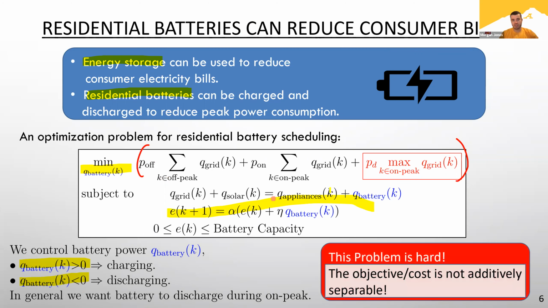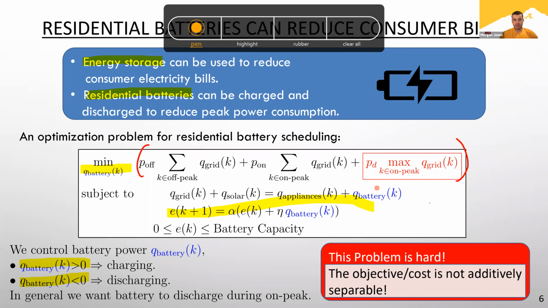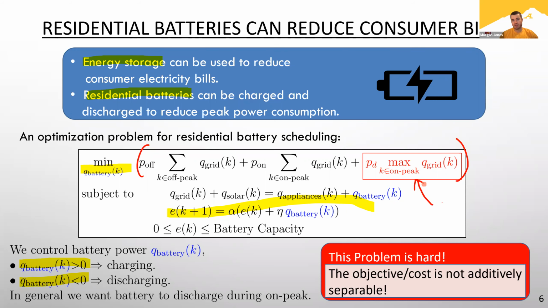Now, this optimization problem is very hard because the objective function is non-additively separable. So the demand charge term with the maximum, where the cost now depends on the entire state history, means that this problem is challenging to solve by more classical methods, which we'll discuss next.